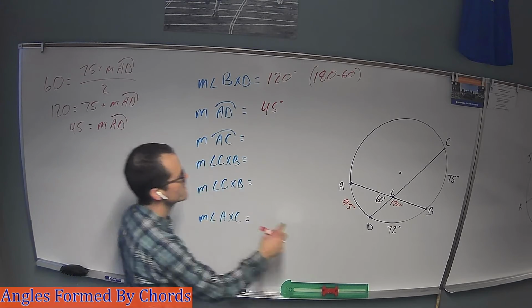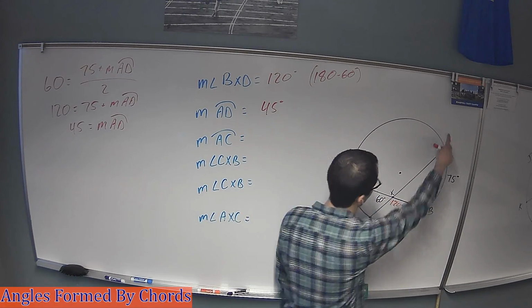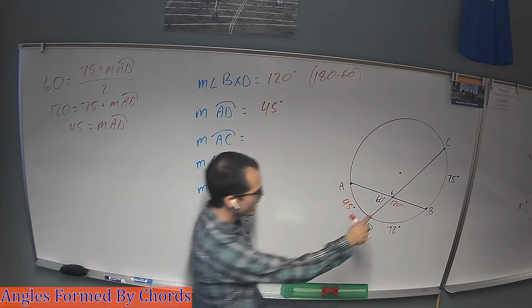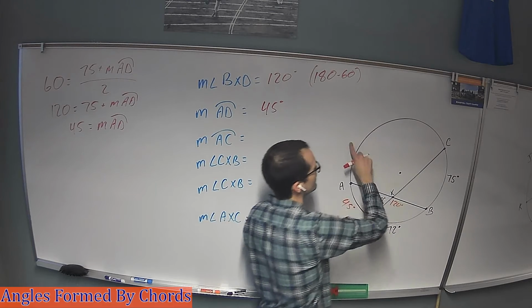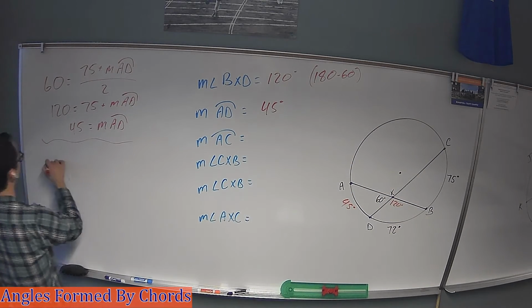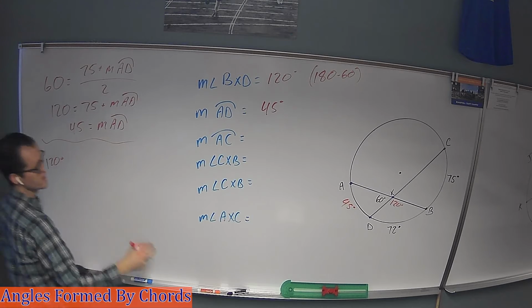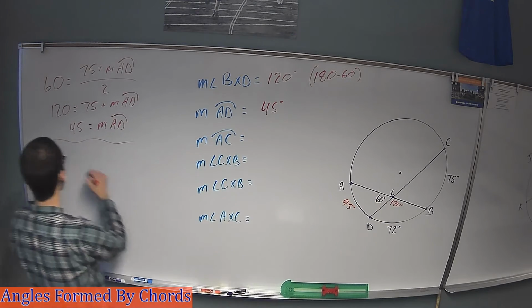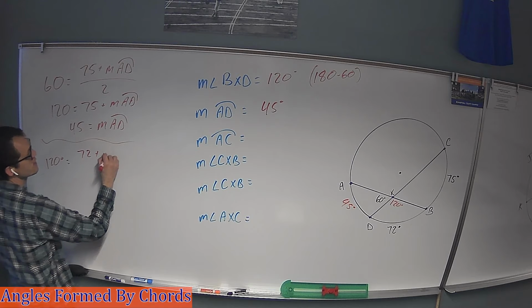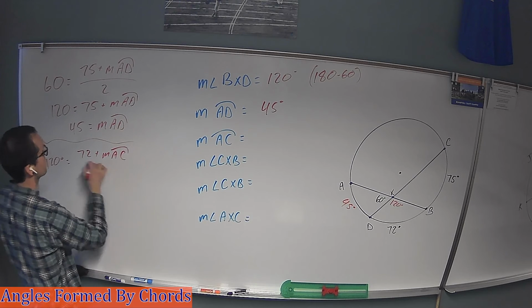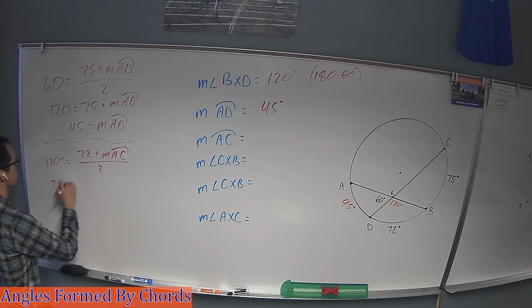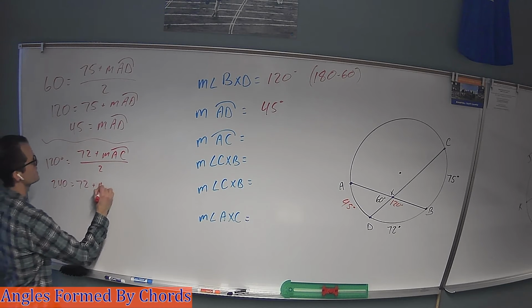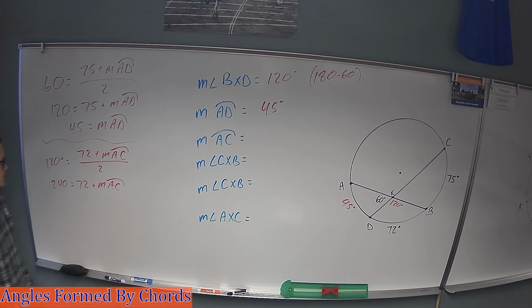The measure of arc AC. That is this big arc here. Well, we know that 120 equals 72 plus this stuff divided in half. So that means 120, that's the measure of angle BXD, equals 72 plus the measure of arc AC this time over 2. Okay, multiply both sides by 2, we get 240 equals 72 plus the measure of arc AC. Subtract 72 from both sides.